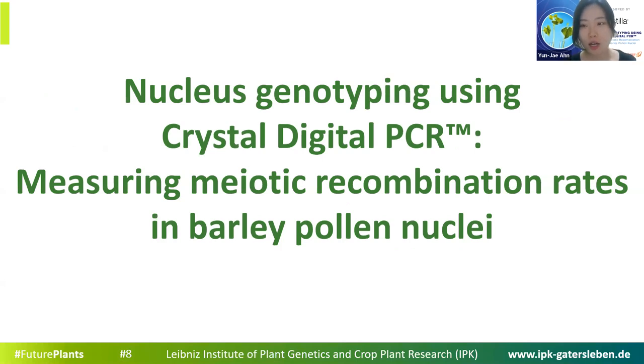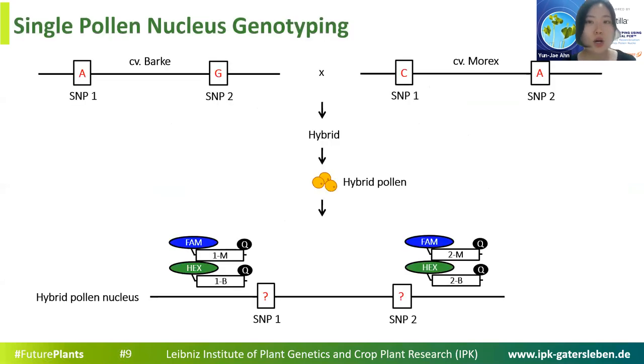Okay, so from now on we will talk about what we actually did practically to measure meiotic recombination rates in barley pollen nuclei by performing nucleus genotyping using Crystal Digital PCR. Since Stefan already introduced what meiosis and meiotic recombination are, and what we wanted to do, we can directly jump into what we did.